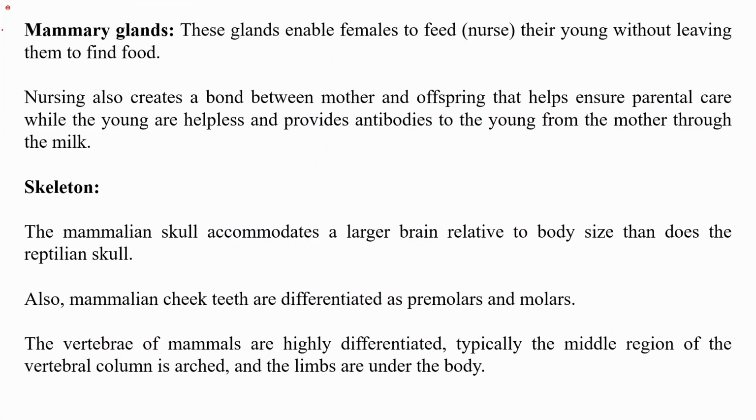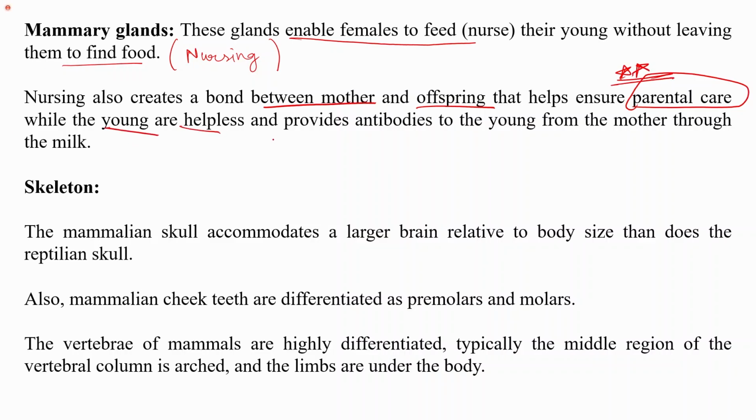Then the very important feature, as I mentioned, is the mammary glands. These glands enable the females to feed their young ones without leaving them to find food. So mammary glands help in nursing. Nursing also creates a bond between the mother and the offspring that helps ensure parental care. Therefore, parental care is highly observed in mammals when the young ones are helpless.